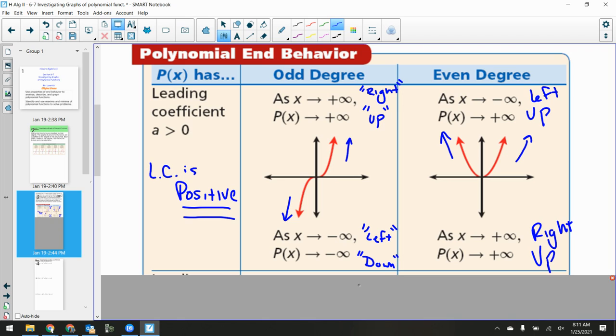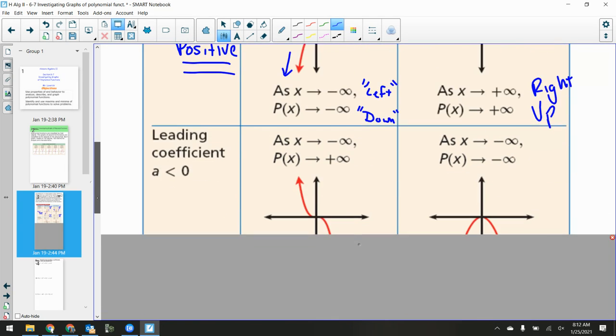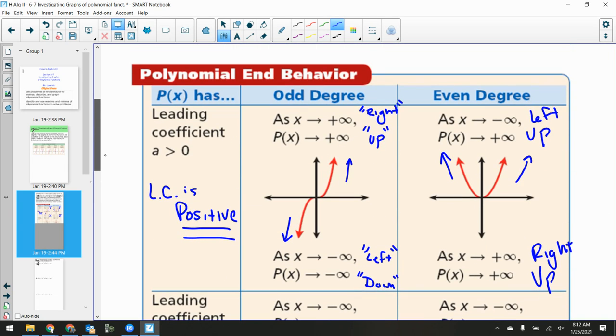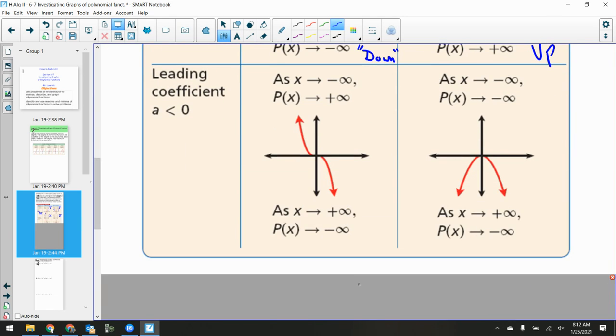That's if the leading coefficient is positive. Positive odd, down on the left, up on the right. Positive even, up on the left, up on the right. I mean, you can kind of see what's going to happen on the second part of this table. It says leading coefficient a is less than 0. So all I'm saying there is my leading coefficient is going to be negative. Does anybody still need this up top? Okay. So the leading coefficient is negative.